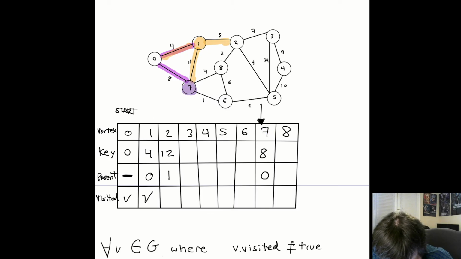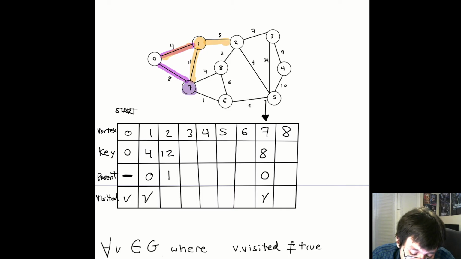Again, I want to make sure I don't forget where we're looking. Mark it as visited, so don't forget that either. And then go ahead and look at all the edges. So we have 4 edges. 2 of those are going to visited vertices, so we don't care about those. We won't compare them. But we do have this edge and this edge to look at. So let's go ahead and look at that one first.